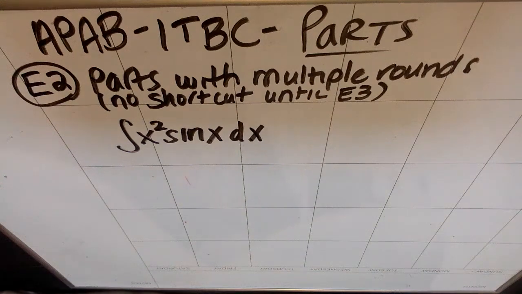This is AP Calculus AB. We are doing the Intro to BC unit, topic number 1, which is parts. So in example 2, which is in your packet, we are going to do multiple rounds of parts. In example 3, so the next video, I'll show you a shortcut for parts, but we don't know the shortcut yet, so I'm going to walk you through it. Okay, so parts round 1.